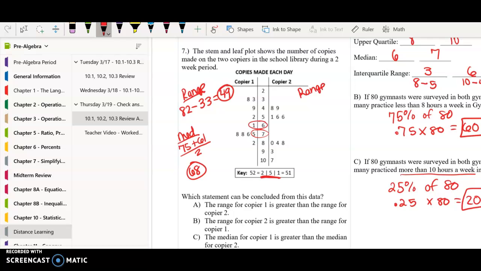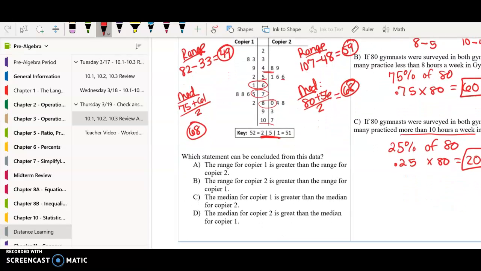Okay, I'm going to do the same thing for copier 2. So the range for copier 2, my smallest data point here is 48, and my largest is 107. So I'm just going to subtract them to get the range of 59. Okay, my median would be 1, 2, 3, 4, 5. So between 80 and 1, 2, 3, 4, 5, 56. So 80 plus 56, and again, divide that by 2. And that would also give me 68.